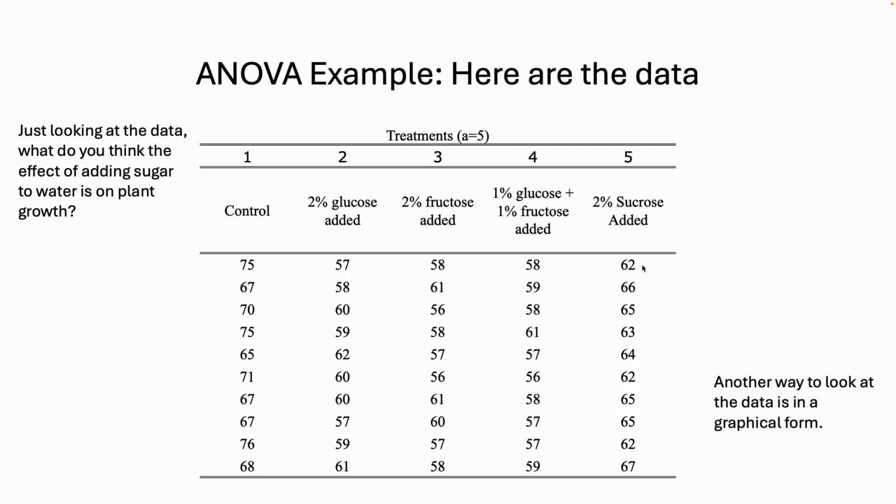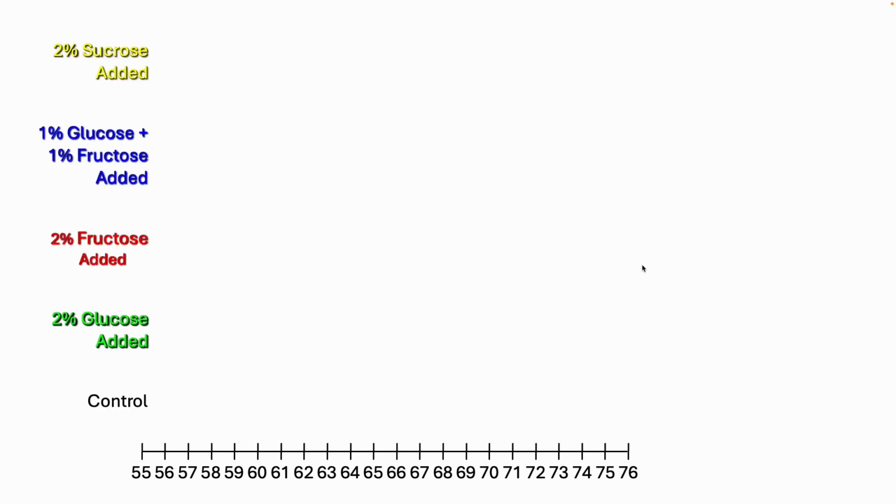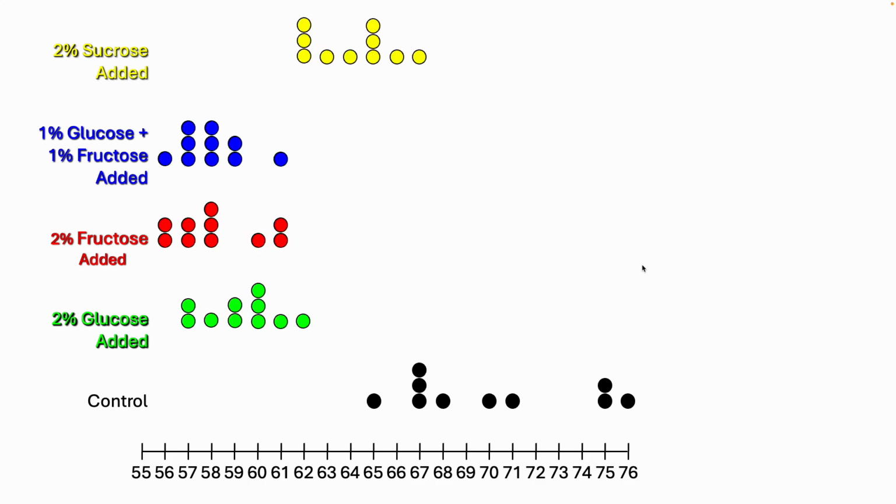Well, this isn't the only way to look at the data. We can actually look at the data in graphical form. So, next slide. Here is the range of the data that we have. We have control and the 4 treatments, and we can just plot the data for each of these treatments on the number line, where each dot refers to one of the samples.